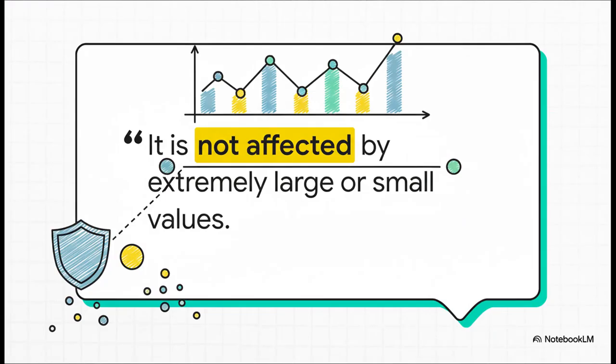And that right there is the median superpower. It wouldn't matter if the CEO made $1.5 million or $150 million. The middle of the line would still be in the exact same spot. The median just ignores the pull of those outliers.